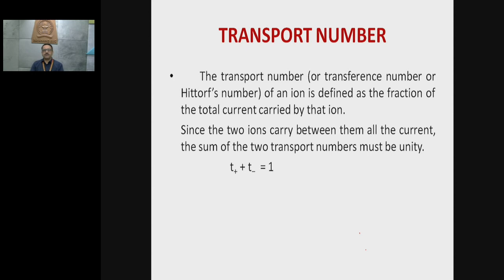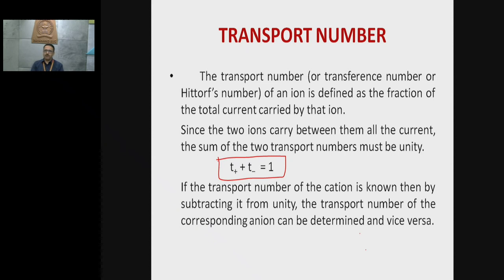Since the two ions carry between them all the current, the sum of the transport numbers must be unity. That is, T+, the transport number of the cation, plus T-, the transport number of the anion, must be equal to 1. So if the transport number of the cation is known, then by subtracting it from 1, the transport number of the anion can be calculated, and vice versa.